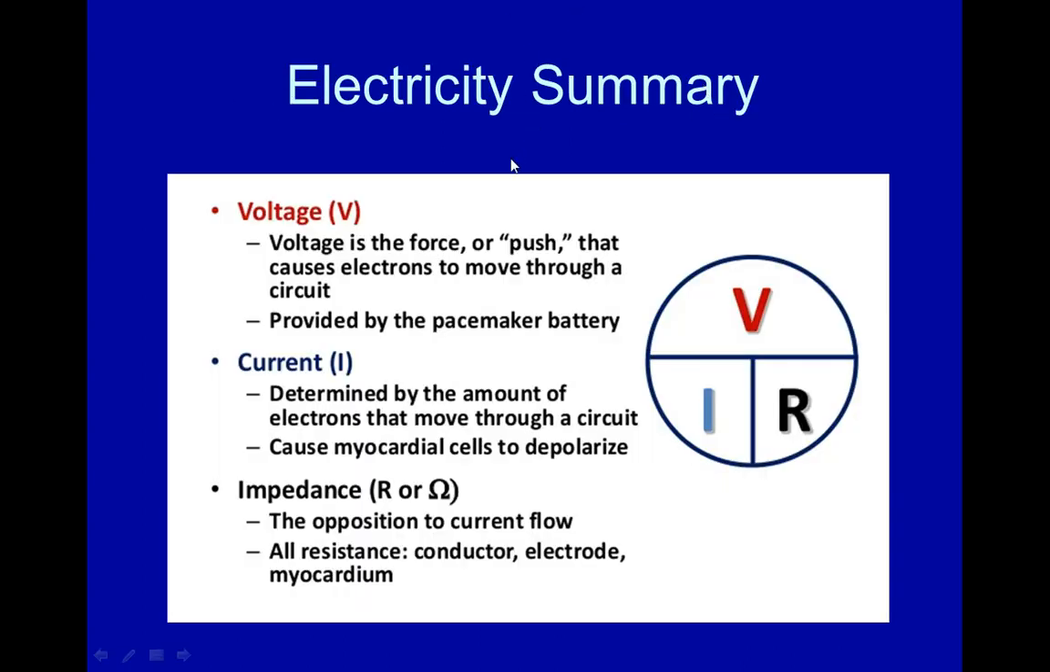So the electricity summary can be summed up with this little diagram. Voltage equals current times resistance. The voltage is the force or push that causes electrons to move through a circuit and is provided by the pacemaker battery. The current is determined by the amount of electrons that move through a circuit and causes the myocardial cells to depolarize, and then impedance is the opposition to the flow of that current.